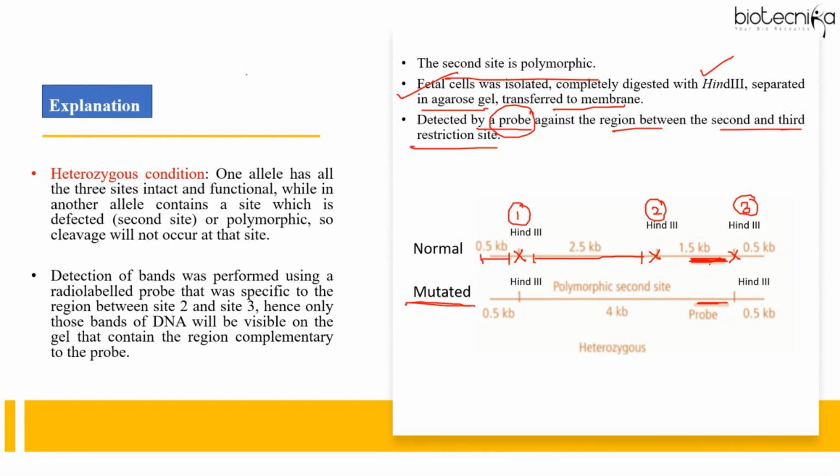Okay. So in the mutated, the second site is missing. So the enzyme will cut here and here. We will get one fragment of 0.5, another fragment of 4 kb and the last of 0.5 kb. But again, when you are using a probe, it will bind only to the region of 4 kb.